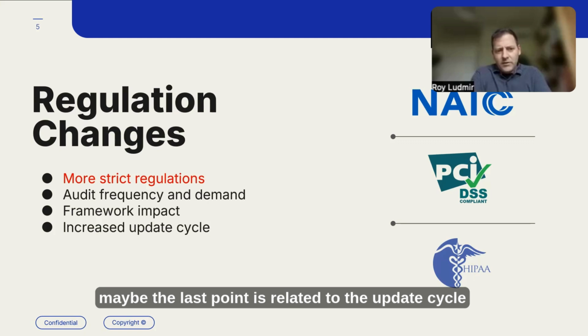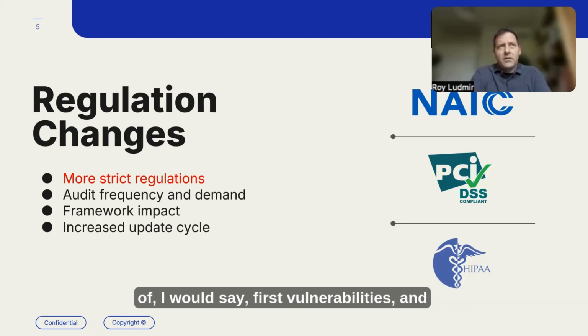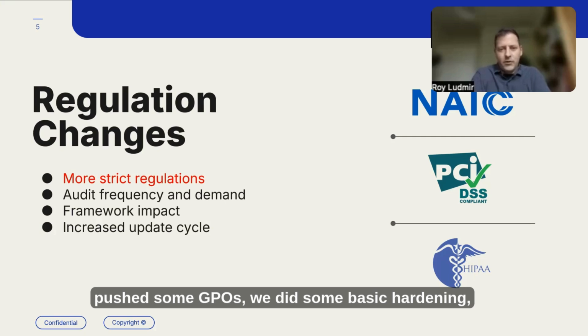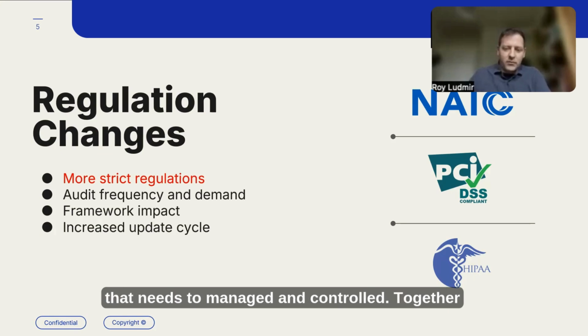And maybe the last point is related to the update cycle of, I would say, first vulnerabilities and therefore also the benchmarks. It is not anymore the topic of, hey, we pushed some GPOs, we did some basic hardening, and maybe we'll audit it once every 3 years. We are seeing an increased number of vulnerabilities that are related to configurations, and therefore the cycle of updating our policies is something that needs to be managed and controlled.